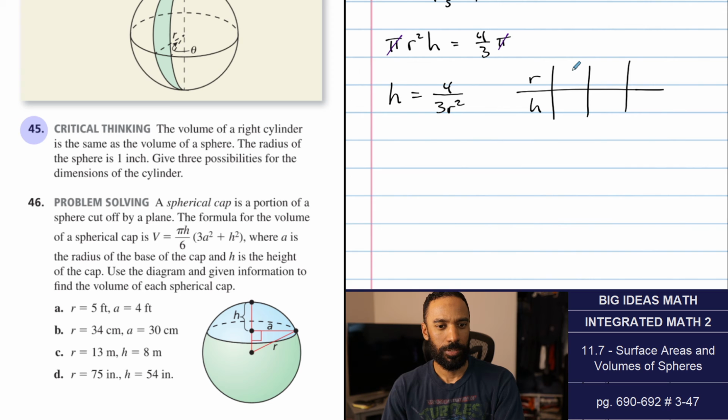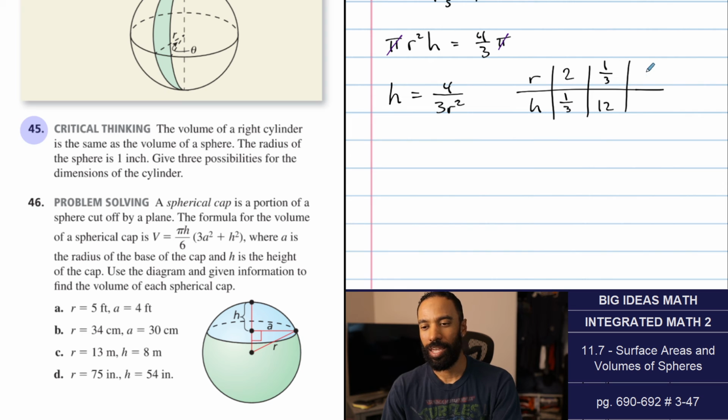So if r was 1, oh, we can't use 1. If r was 2, 2 squared would be 4. 4 over 4 is 1, so you'd get a height of 1/3. If r was 1/3, 1/3 squared is 1/9. 3 times 1/9 is 1/3, and 4 divided by 1/3 is 12. Are there units to these? Inches. I'll do these later.